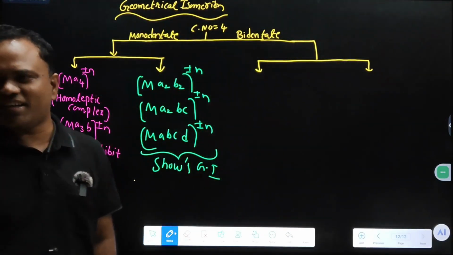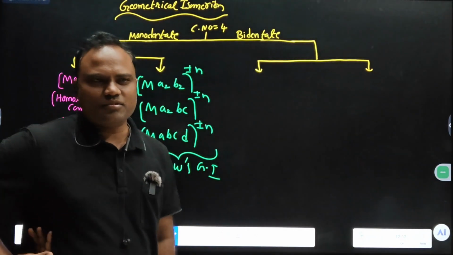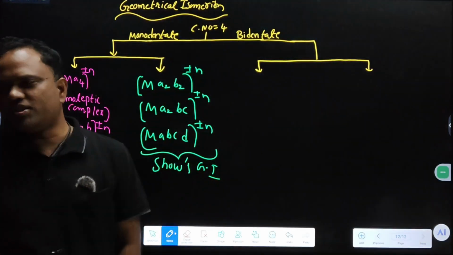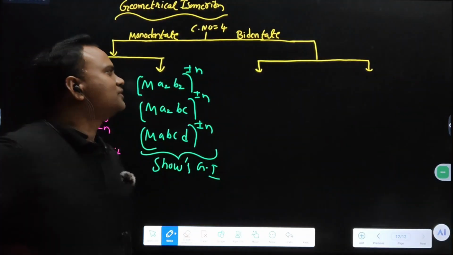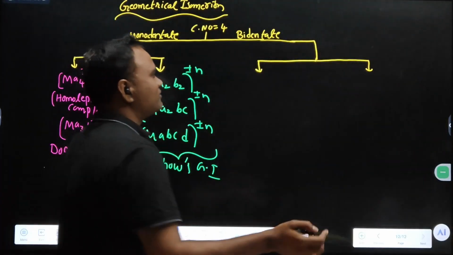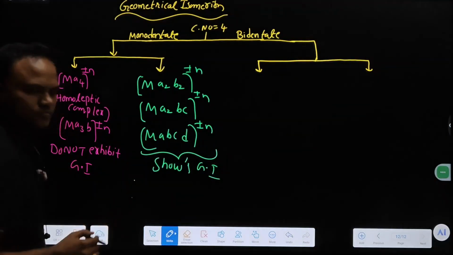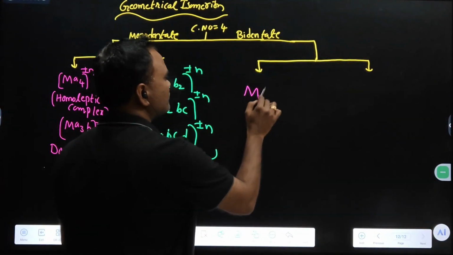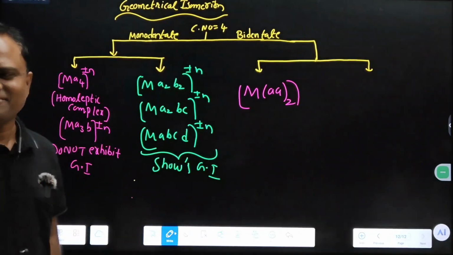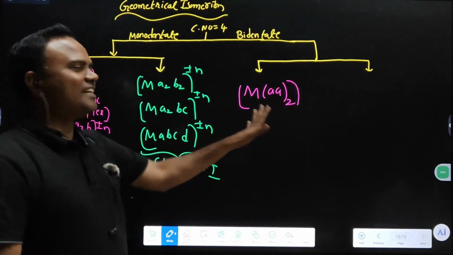Bidentate ligand. Say one bidentate ligand. Glycinato, alaninato, DMG, oxalato, acetylacetonato. Anything else? Super. Bidentate ligands do not show in this category. MAA category do not show.